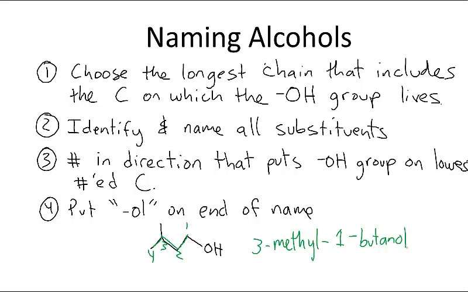3 tells me I have a methyl group on carbon 3. The 1 tells me that the OH comes off of carbon 1.